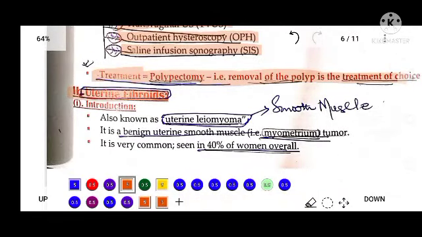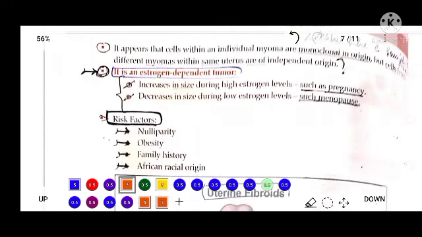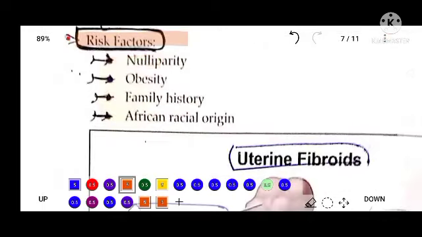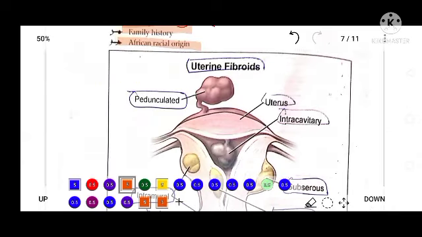Now the fibroids are uterine leiomyomas, smooth muscle tumors of the myometrium, occurring in 40% of women, and they are estrogen dependent tumors. Risk factors are nulliparous women, women who have never given birth, obese women having increased BMI, and a family history of fibroids.